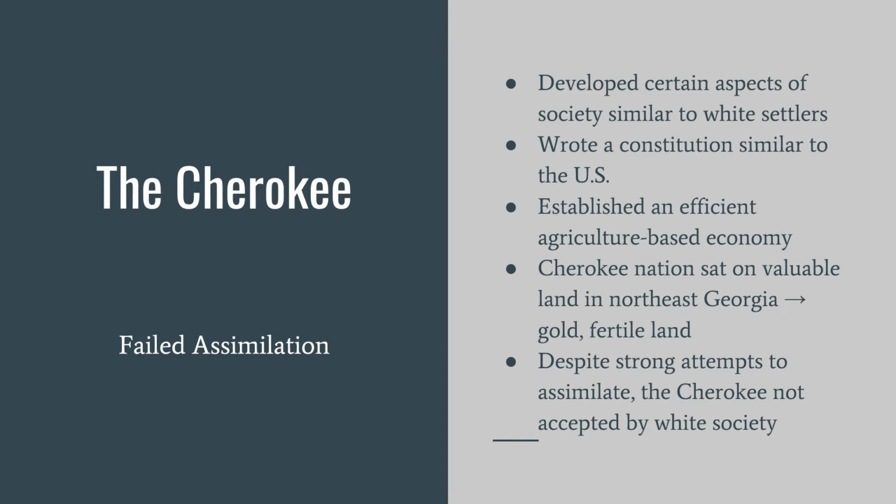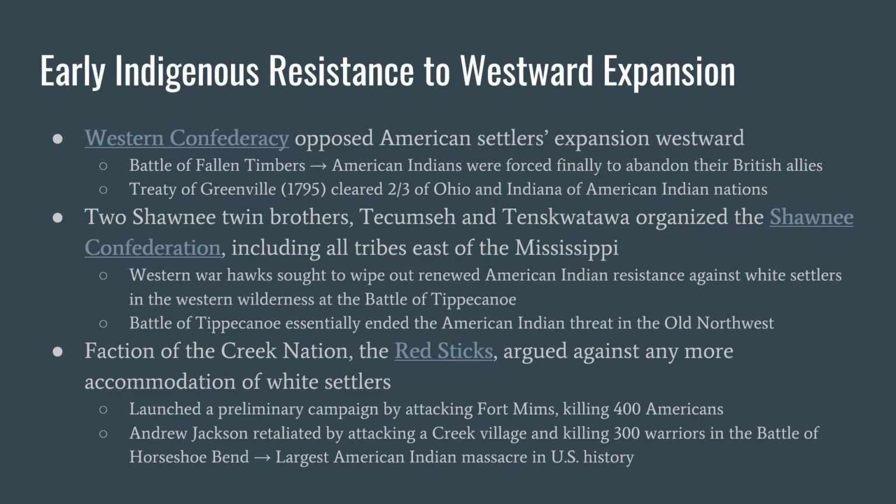But the Cherokee Nation sat on very valuable land in Georgia. It was good farmland, and there was also gold that was found. So there are lots of steps taken to try and take that land for the United States because it is seen as very valuable. And even though the Cherokee really tried to assimilate, they were not accepted by white society.